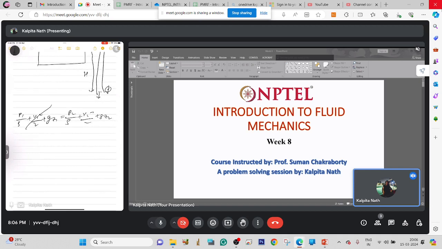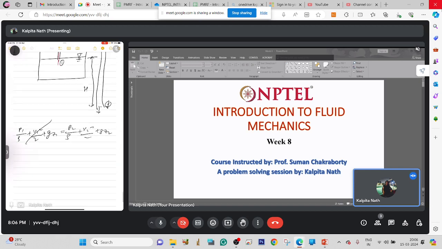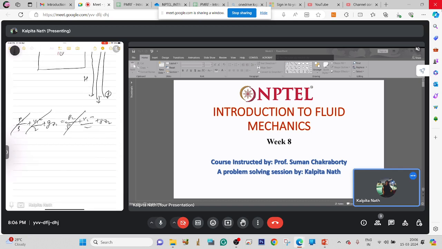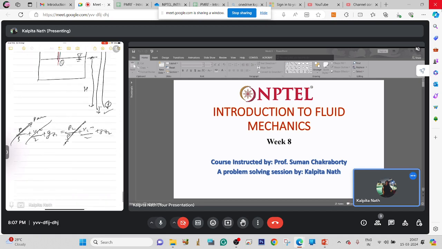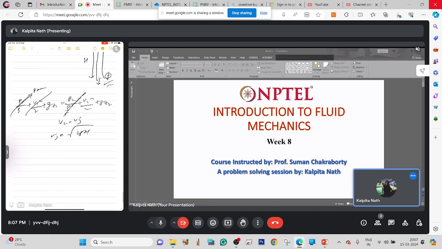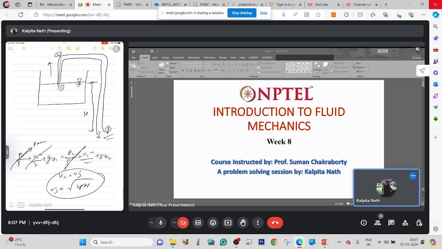Now, as the tank is very large, V1 can be considered as 0. P1 is at atmospheric pressure. V2 is the same as the velocity of the fluid that is ejected here, that is Vj. So V2 is equal to Vj, and Vj is equal to root over 2gh. This can be easily found out if you apply the Bernoulli equation between point J and point 1.